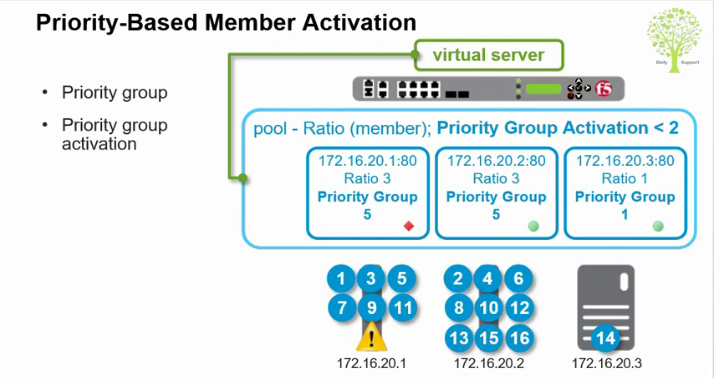However, if one or the other member in priority group 5 becomes unavailable, then the BigIP system will activate the member in priority group 1 and begin distributing traffic to it also.